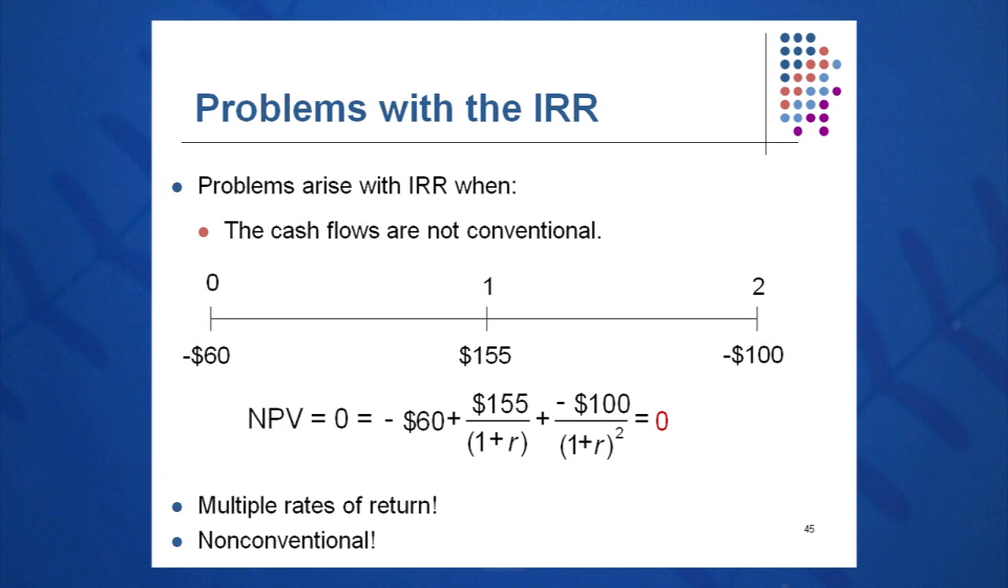In this case, again, we write NPV equals 0 equals minus the first cash outflow, minus 60, plus 155 in, plus a minus 100, and again, we discount that minus 100 by 1 plus r squared, so it's minus 60 plus 155 over 1 plus r, minus 100 over 1 plus r squared, and we find that there can be multiple rates of return with these non-conventional cash flows. When they go minus, plus, minus, these are called non-conventional cash flows. Be very wary, and the CFO is probably not going to like the picture just as soon as you step in the door.